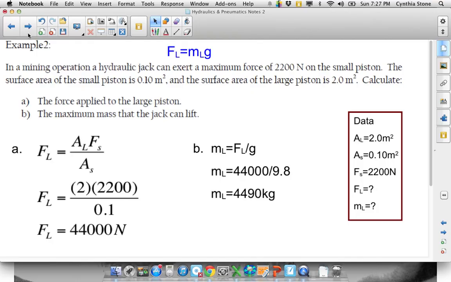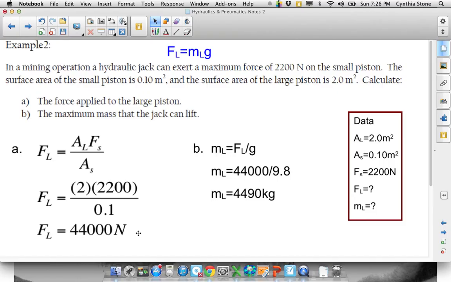Another example, in a mining operation, we have a hydraulic jack, same idea, exerting a maximum force of 2,200 newtons on a small piston. So that must be our Fs because it's on the small piston, okay? The surface area of the small piston is this, and the surface area of the large is 2. Calculate the force applied to the large piston and the maximum mass that you could put on that jack. Okay, so looking at our givens here, we're obviously looking for force on the large piston, so that's FL. So that ends up being 44,000 newtons.